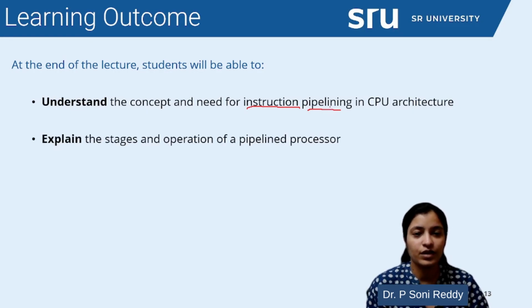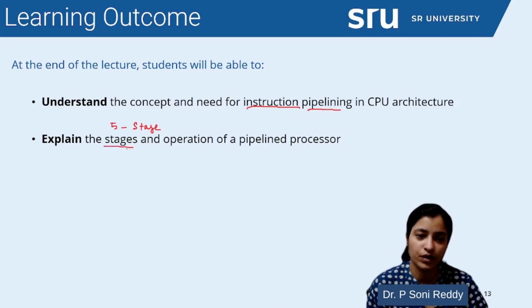Next, we are going to explain the different stages of the instruction pipeline. That means if we have a 5-stage instruction pipeline, what are the stages of this instruction pipeline, how each stage is different from the other, and what hardware is used for each stage, we are going to understand here.